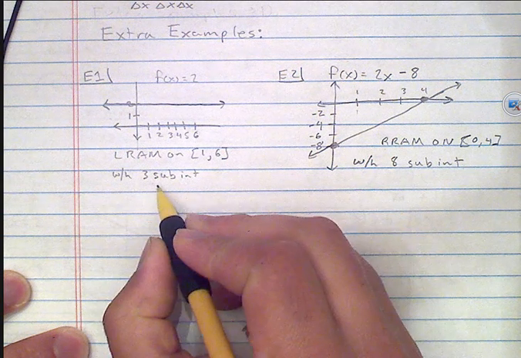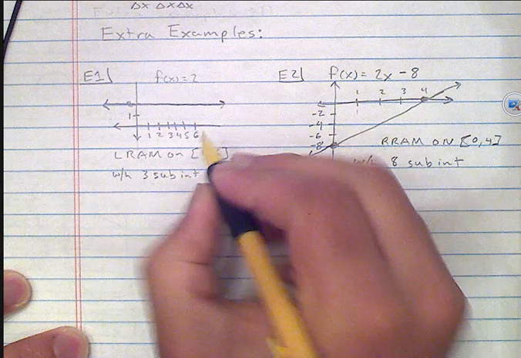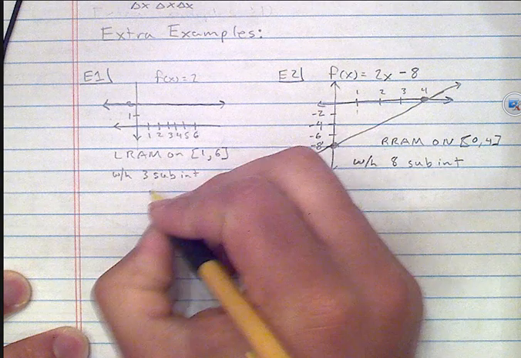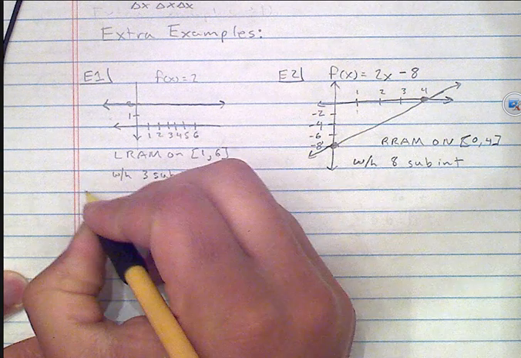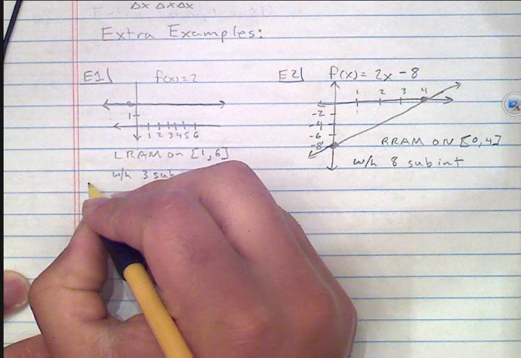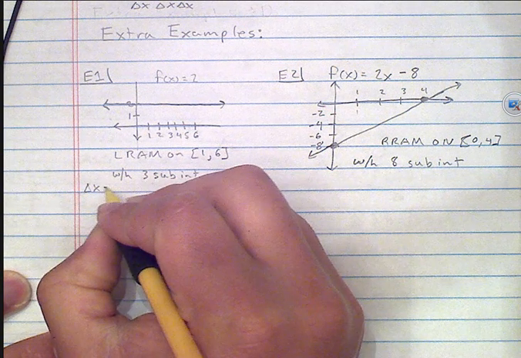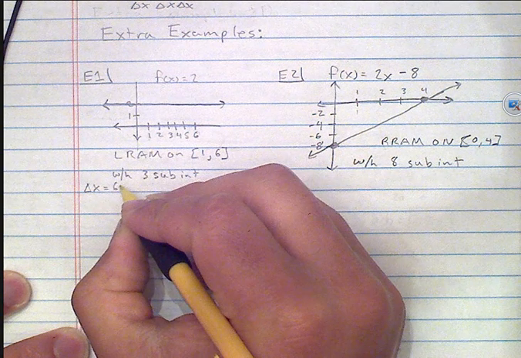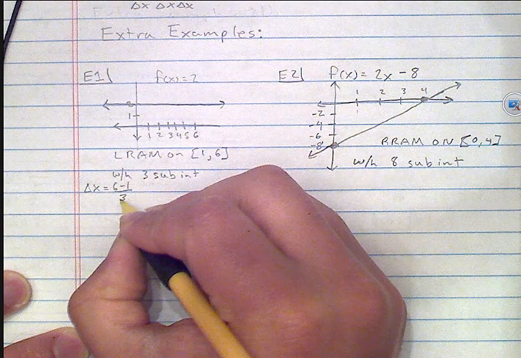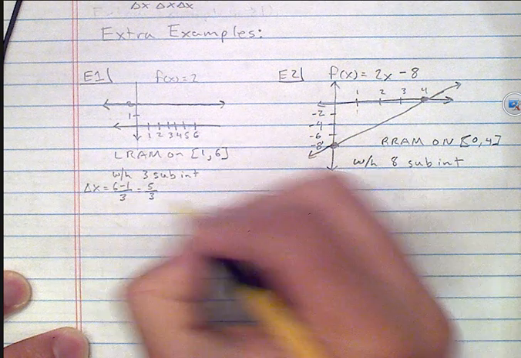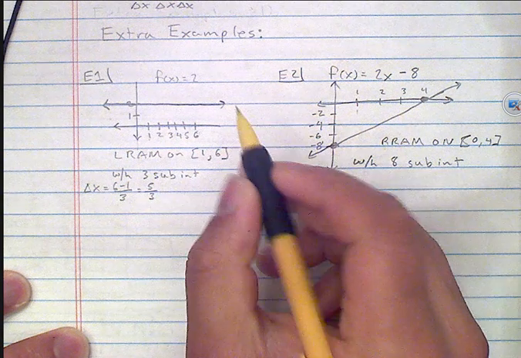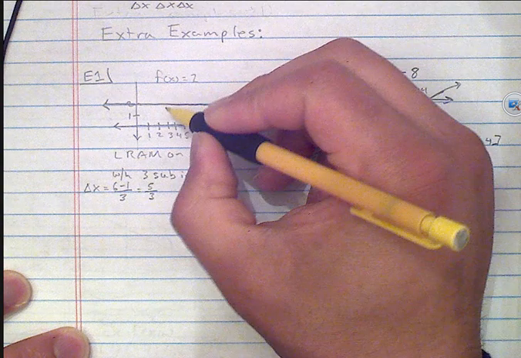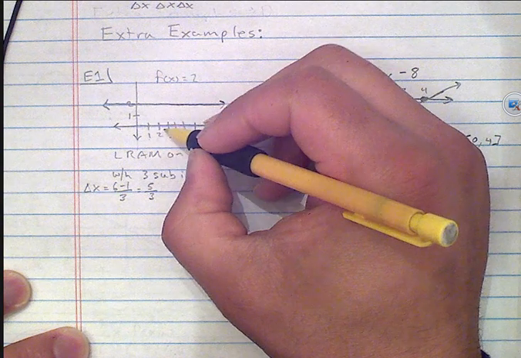Let's go ahead and find out how wide our 3 rectangles are. And we do that by finding delta x, or the base. Delta x is equal to b minus a over n, which is 6 minus 1 over 3, that's 5/3. So each interval here is 5/3, from 1 to 6.